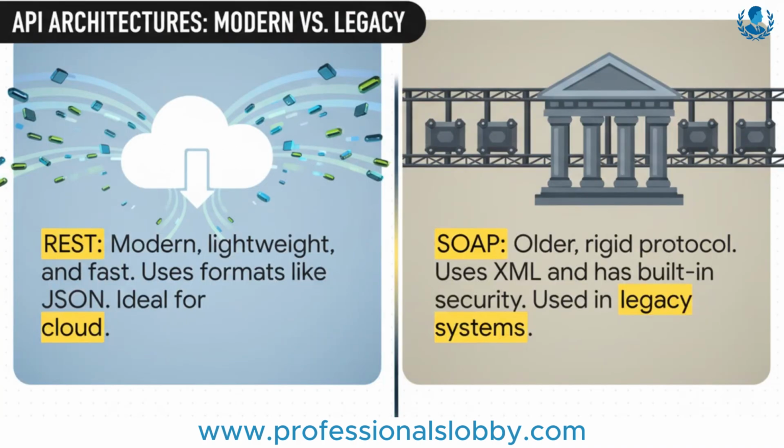Now, not all APIs speak the same language. The two big ones you'll hear about are REST and SOAP. You can think of REST as the modern, flexible language of the internet. It's fast, lightweight, perfect for web and mobile apps. SOAP is a bit older, much more formal and rigid. You'll see it in big, old-school enterprise systems where that strict structure is a top priority.